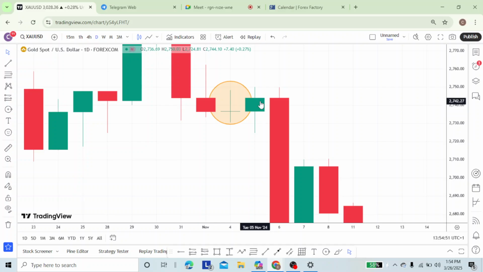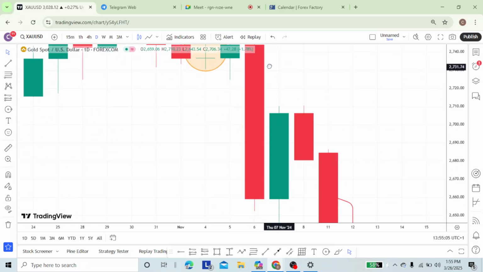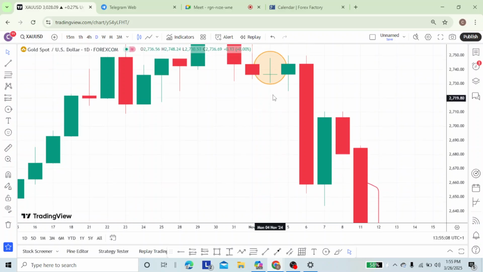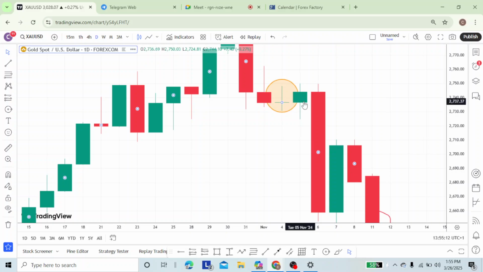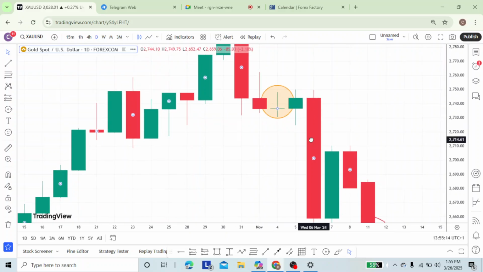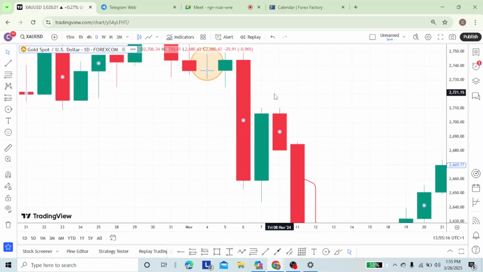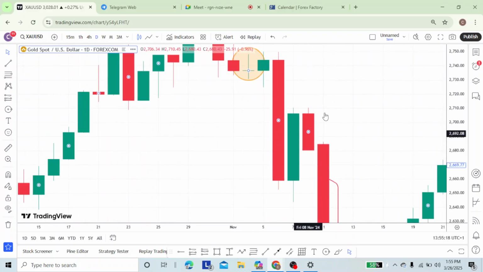And if you look at the next one as well, for me this is more of a spinning candlestick. You can see the next one that happened was an obvious bearish engulfing. It engulfed this particular candle. And what does this signify? It signifies that the sellers are now in control.